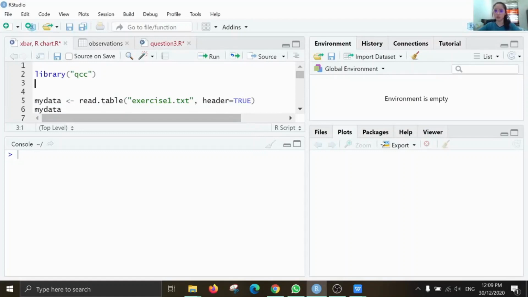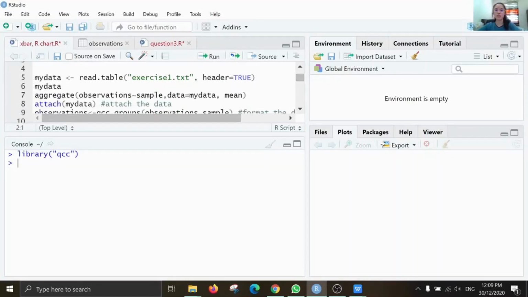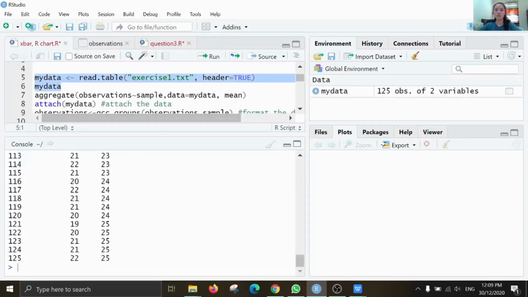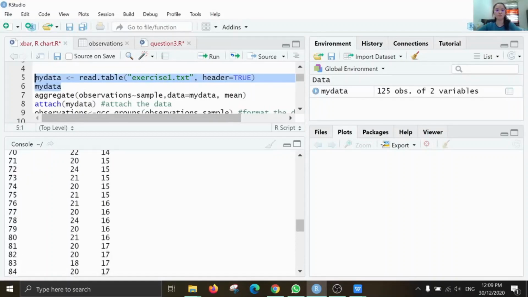Now I would like to explain the control charts for the mean and range, which is from example 1. As usual, we need to run the library qcc to use the function qcc. I import the data set from the txt file, and the data is given from the questions, and I assign it as my data. And I run it. There are a total of 125 observations together, and the number of samples is 25.